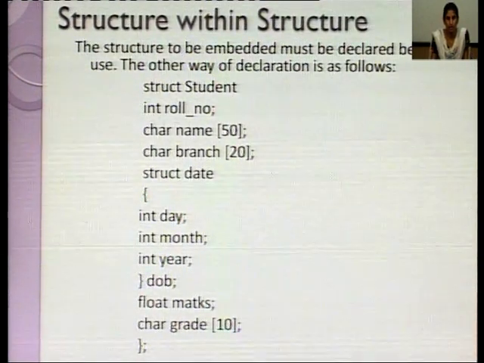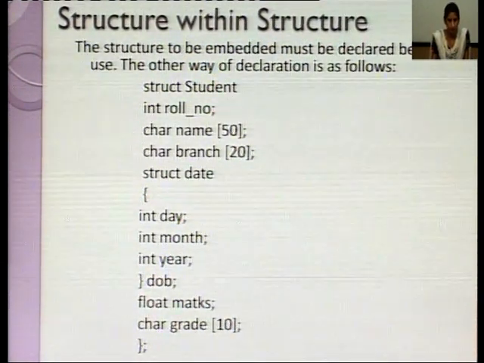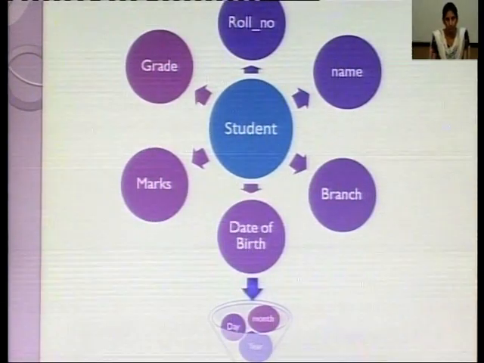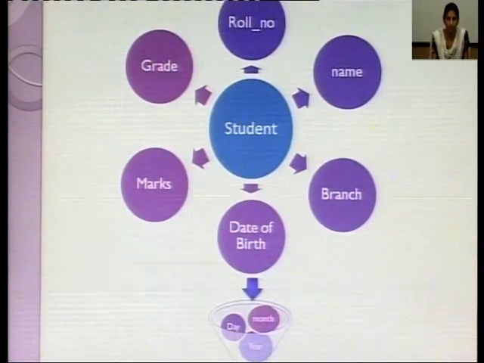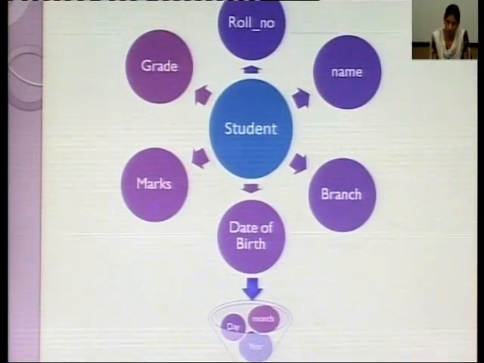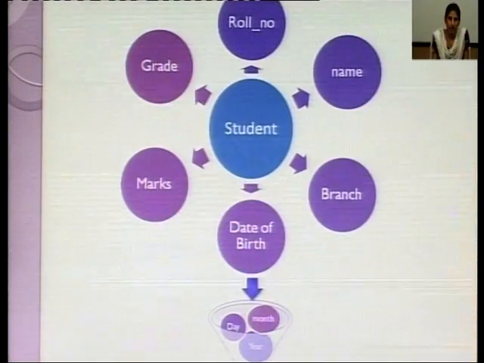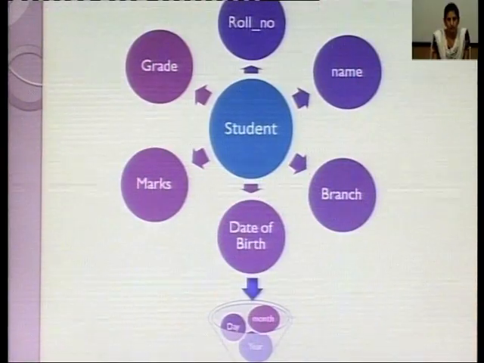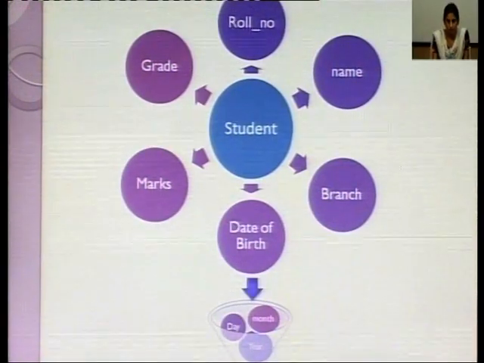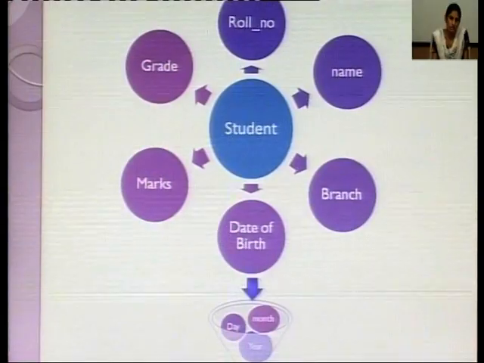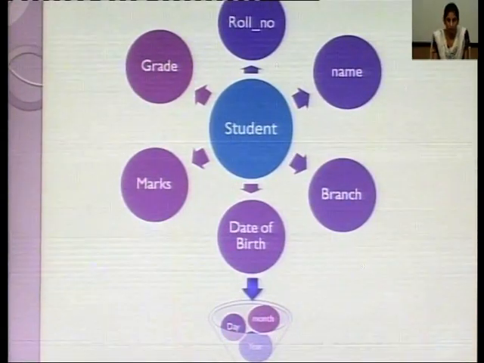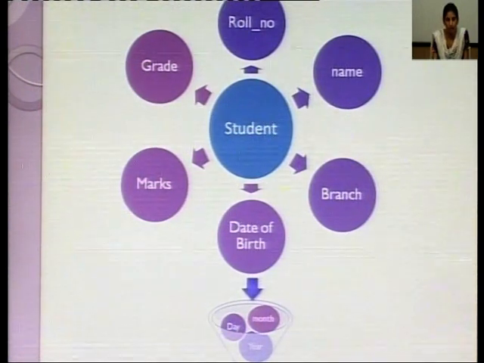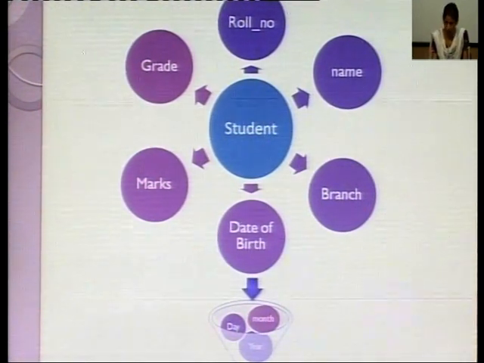For example, in this example we are declaring the struct date within the structure. We can show this with a graphical example, like student is the structure, roll number, name, branch, grade and marks are the single data members of this structure student. Then date of birth is also a member of this structure student, but we will create a structure for this member, that is date of birth, and it will include day, month and year.